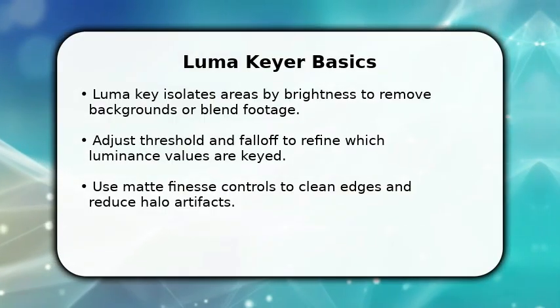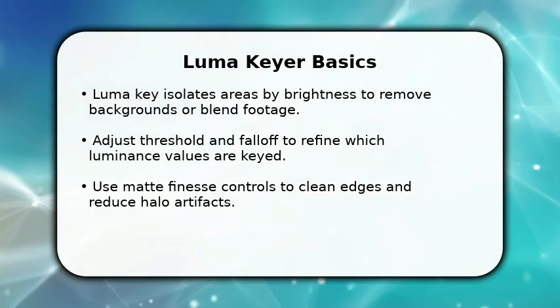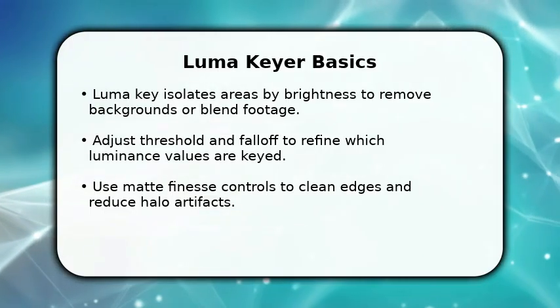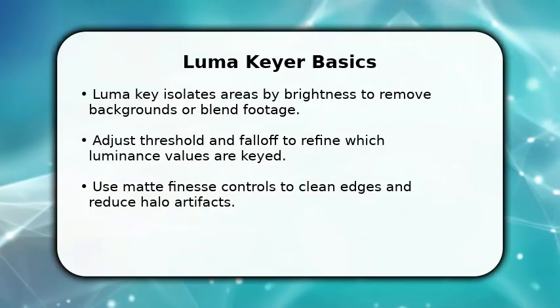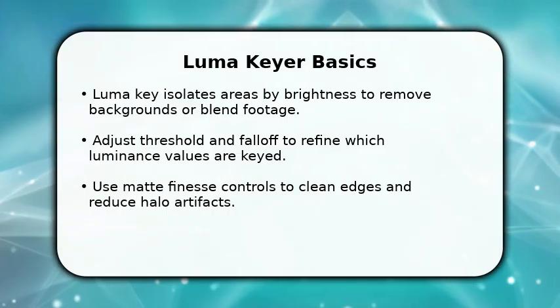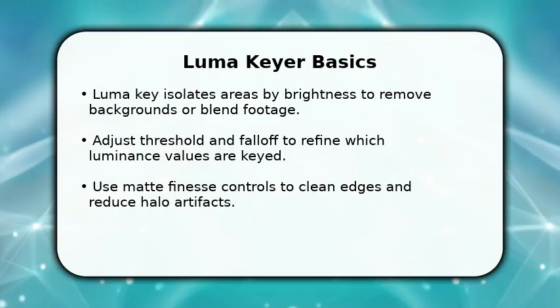Start by adding a node and selecting the Luma keyer in the Fusion or Color page, then set the threshold to pick the bright or dark areas to keep. Soften the falloff and use matte finesse to clean edges for a natural composite. Preview on different clips and tweak the values until the subject blends smoothly into the new background.